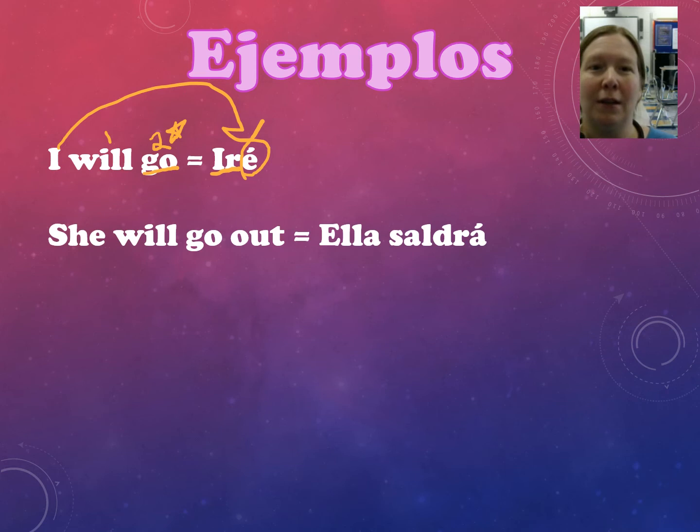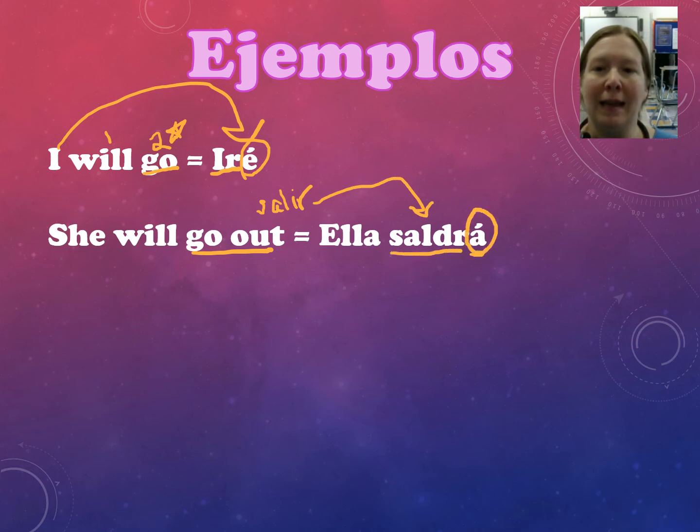Let's take a look at some other examples. She will go out. All right, so I want to use to go out. That is my verb, to go out. My verb to go out is salir, but salir is on my list of those 7 verbs that is irregular. So I have to remember to change salir to saldr before I add my ella ending. Ella saldrá.